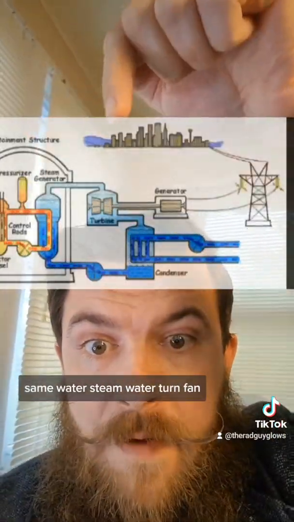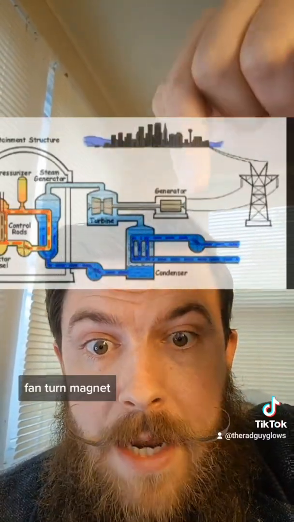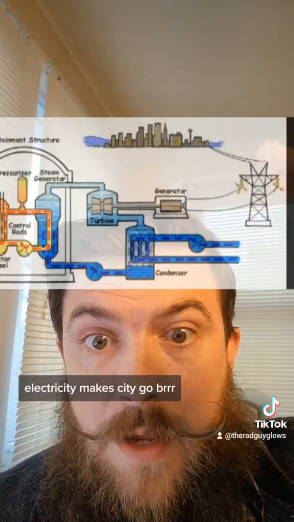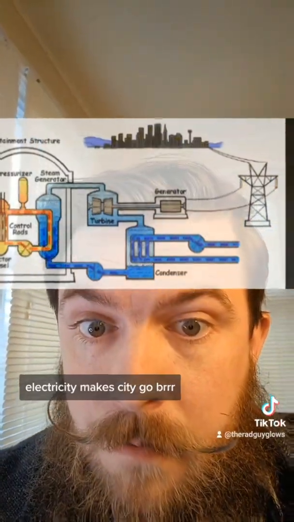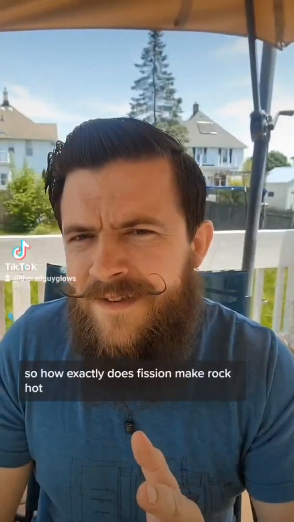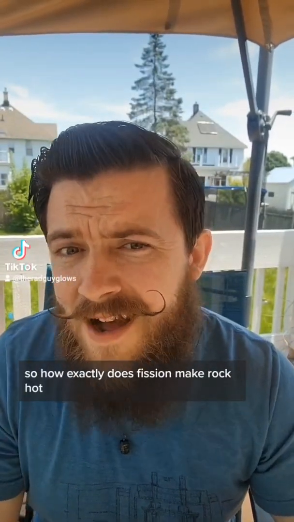Steam water turn fan. Fan turn magnet. Turning magnet make electricity. Electricity make city go burr. Magic fission make rock get hot. So how exactly does fission make rock hot?